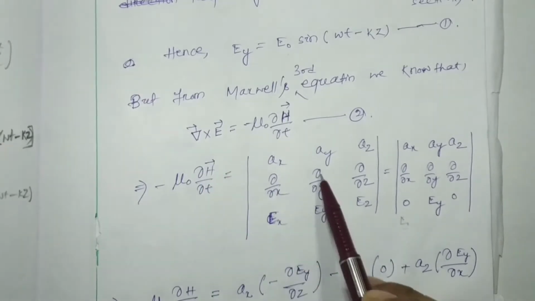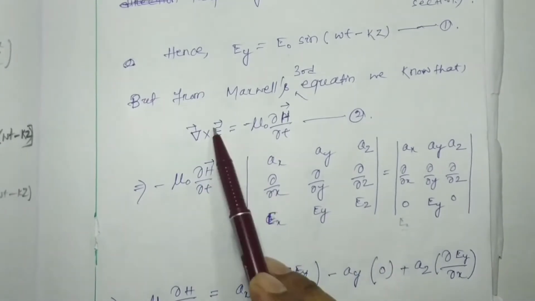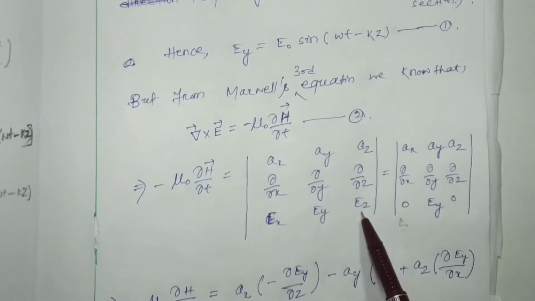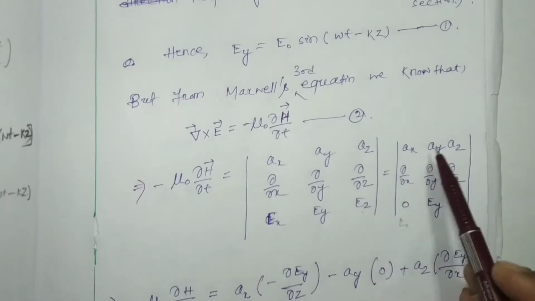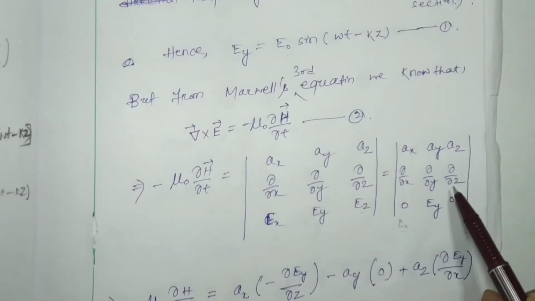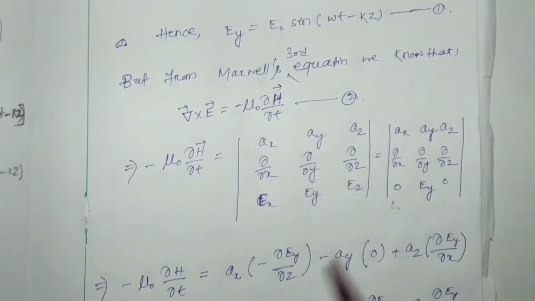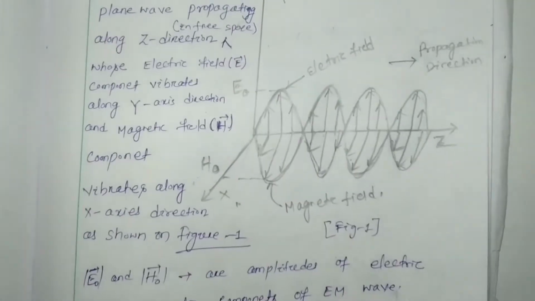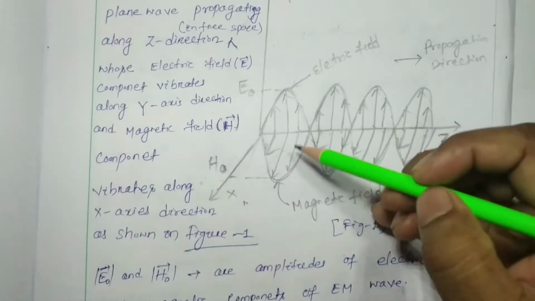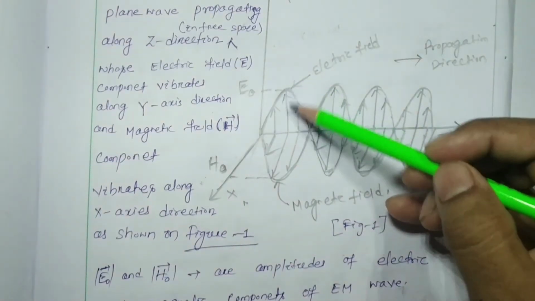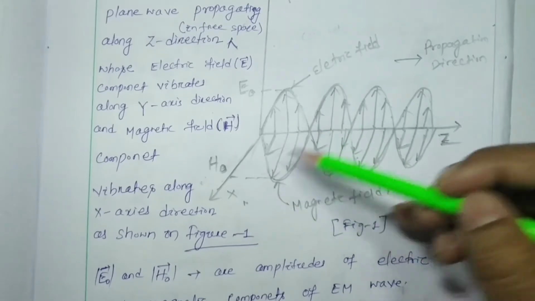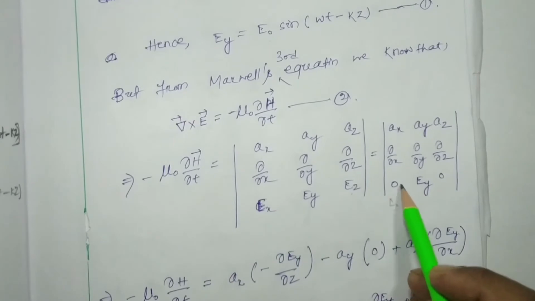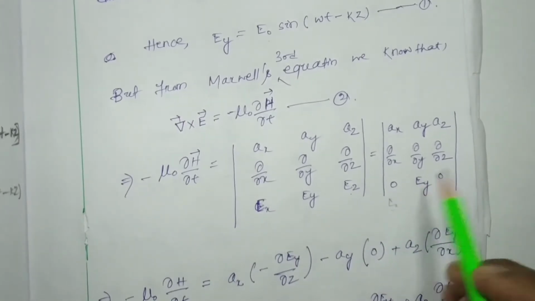So del by del x, del by del y, del by del z. The component of E along x-axis Ex, along y-axis Ey, along z-axis Ez. Here in figure 1, whatever we considered, the electric field has only y direction vibrations, and electric components we cannot find along the x-axis and z-axis. So corresponding electric components Ex will be 0, Ez will be 0, only the Ey component will be there.